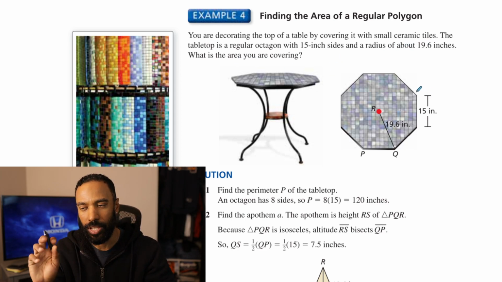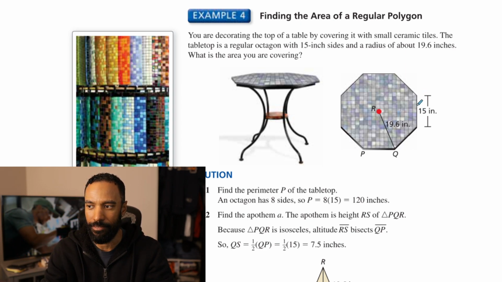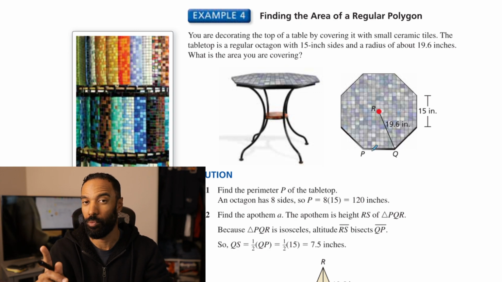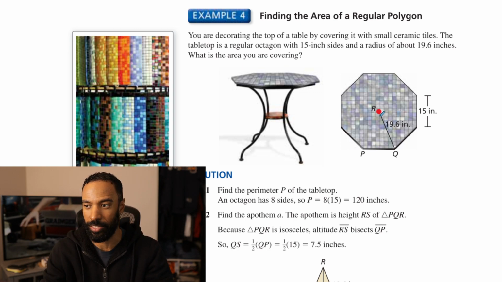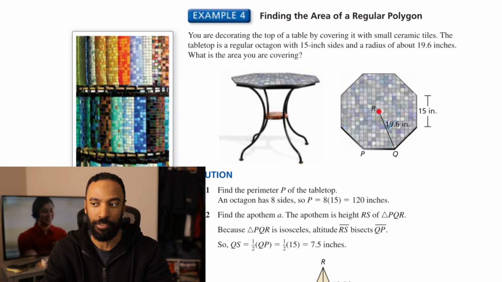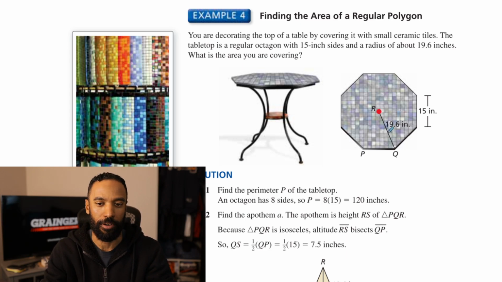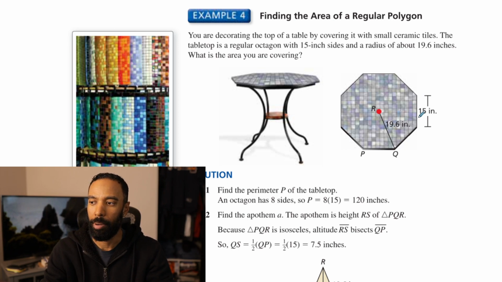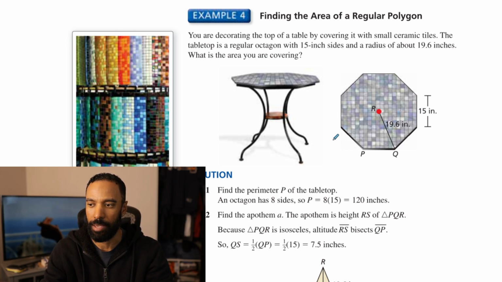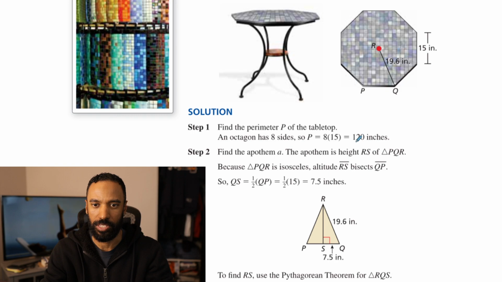So this one should be slightly easier because this time you have the side length. And there's actually more than one way you can find this apothem, given that side length. I don't think they need to give you this radius. So let's see which way they go about finding it. But the perimeter should be simple, 15 times 8. So the perimeter is 15 times 8, it's 120 inches.